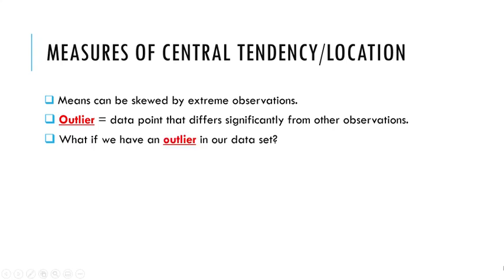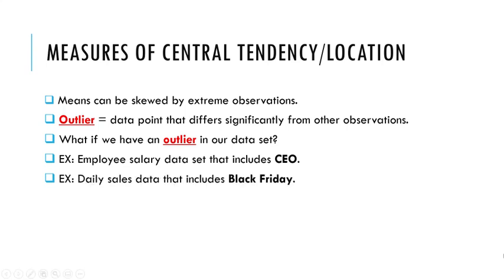So what if we have an outlier in our data set? For example, maybe you've been charged with doing something related to employee salary data, and that data set includes the CEO. And it could turn out that that CEO makes so much more than anybody else. Well, if I leave that CEO in, an outlier, then it's going to impact my mean. So sometimes we have to decide, does it make sense to eliminate outliers? Do I get a truer picture? Maybe I want to report with and without the outliers just to cover myself.